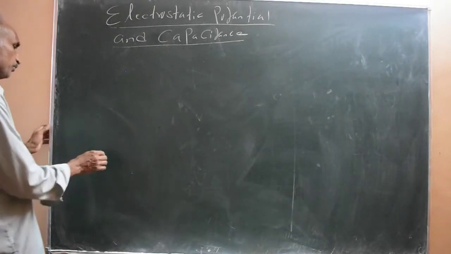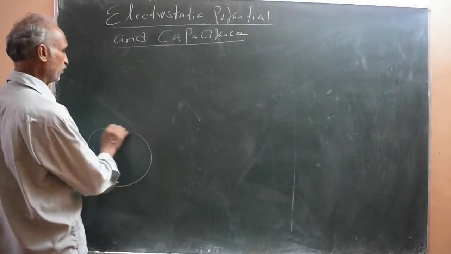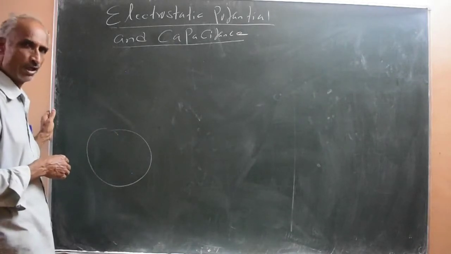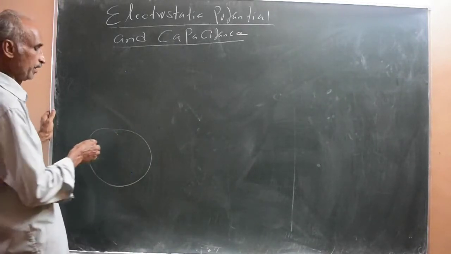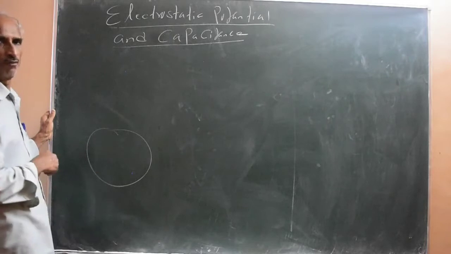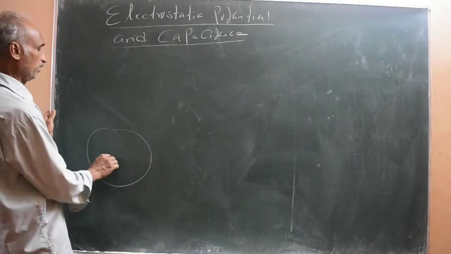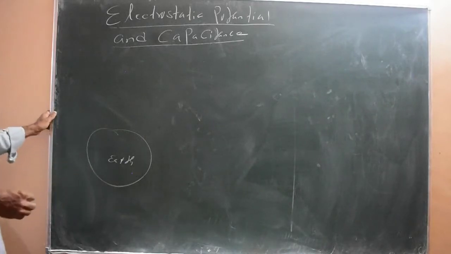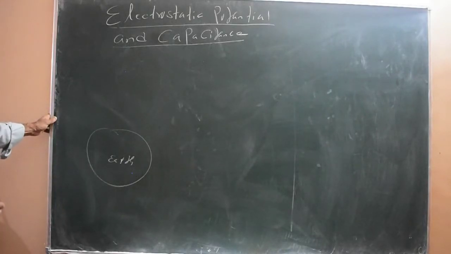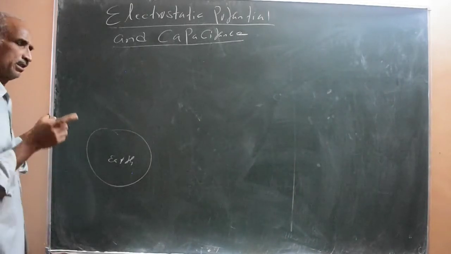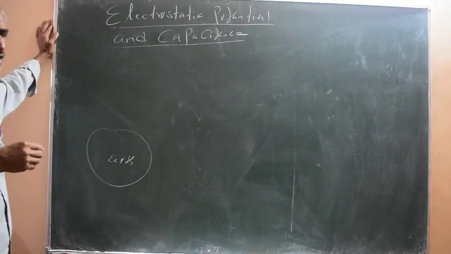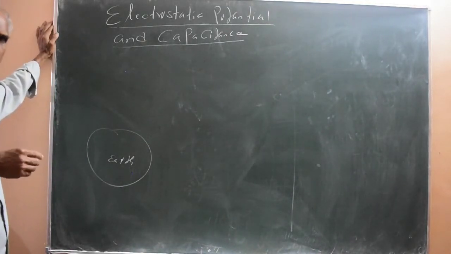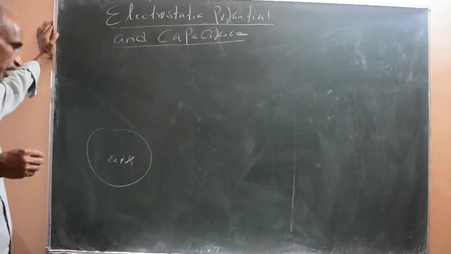Suppose here is the Earth, and we consider the gravitational potential energy of a body due to the gravitational force of the Earth. Try to understand this concept. I will explain what the potential energy concept is, then understanding electric potential will become simple. So let us try to understand the gravitational potential energy of a body.